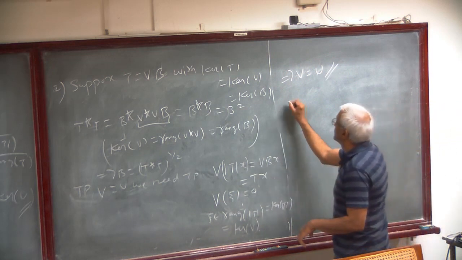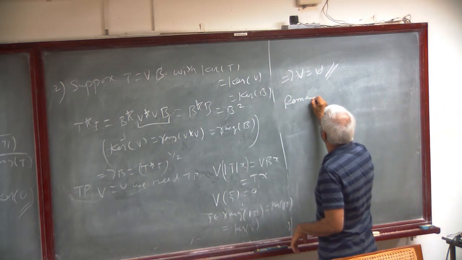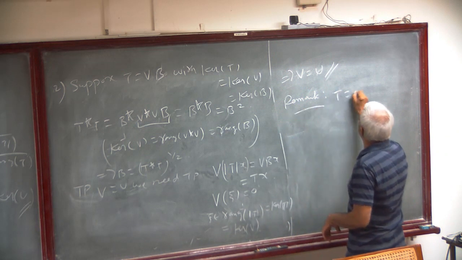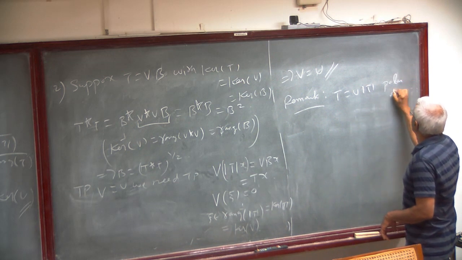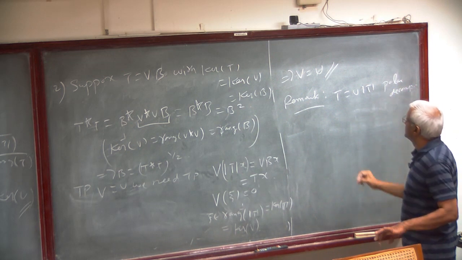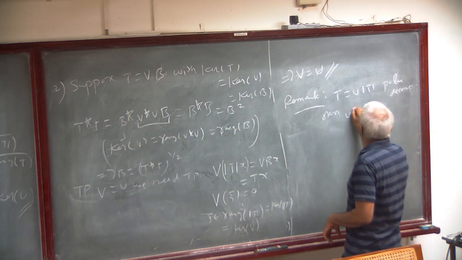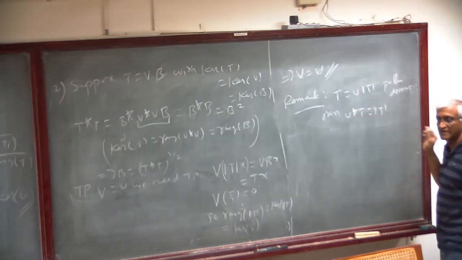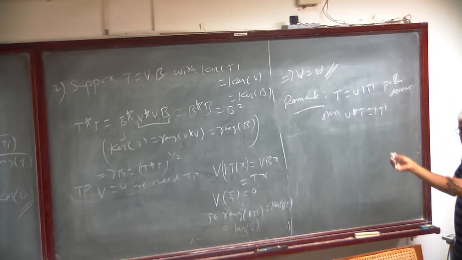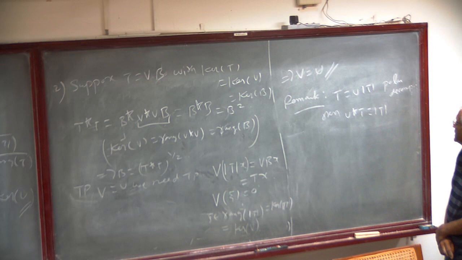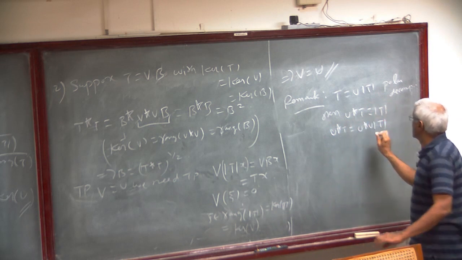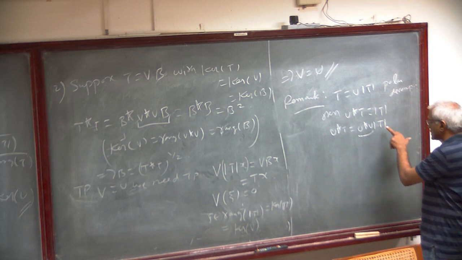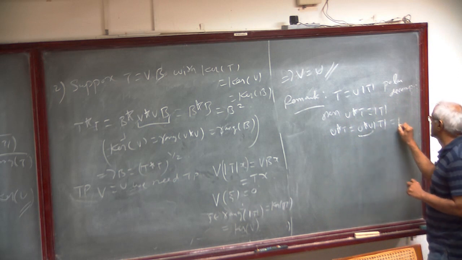Okay, so this is a remark. If T equals U mod T, the polar decomposition, then we have U star T equal to mod T. We just have to remember this formula. We may use it. That is clear, no? Because U star T equals U star U mod T. U star U is a projection onto range of mod T, so this is equal to mod T.